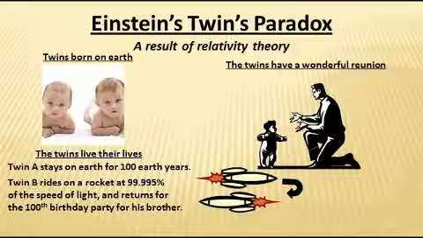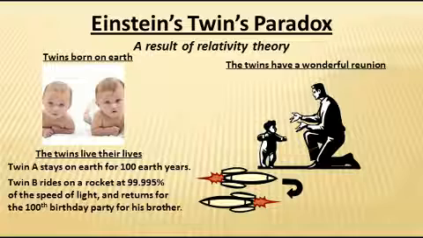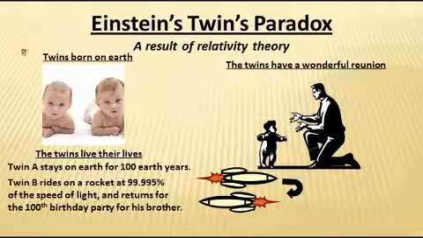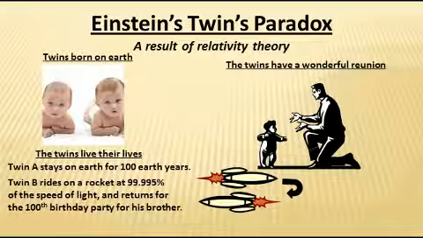Now, here is a result of that equation, a result of the relativity theory that is, again, very hard to believe, very hard to understand that this could actually happen, but let's just go through it. It's known as Einstein's twins paradox. Here it is: we have two twins, born on Earth. They're identical, same age obviously, maybe a few seconds or minutes apart, but basically the same age on Earth.